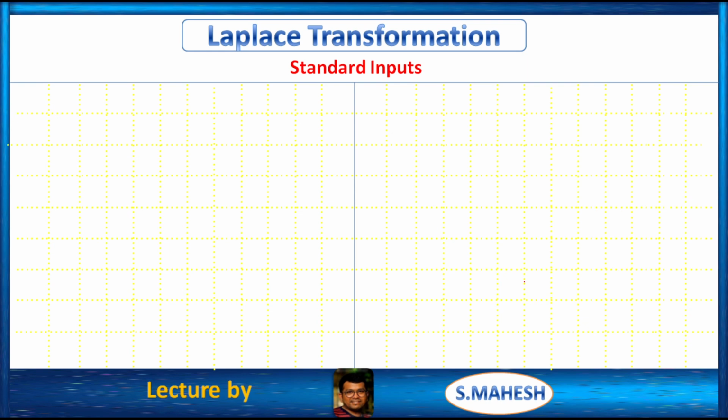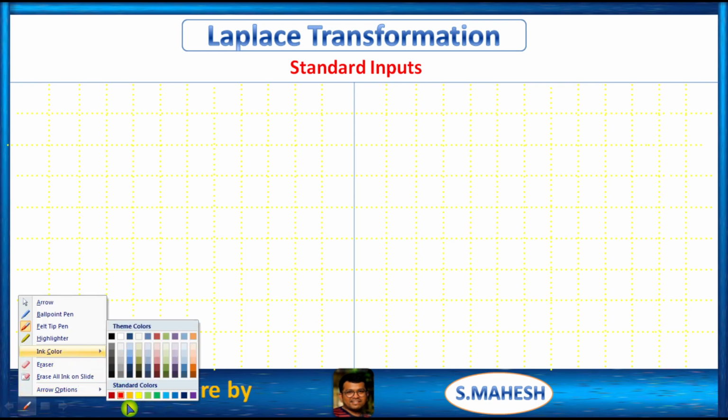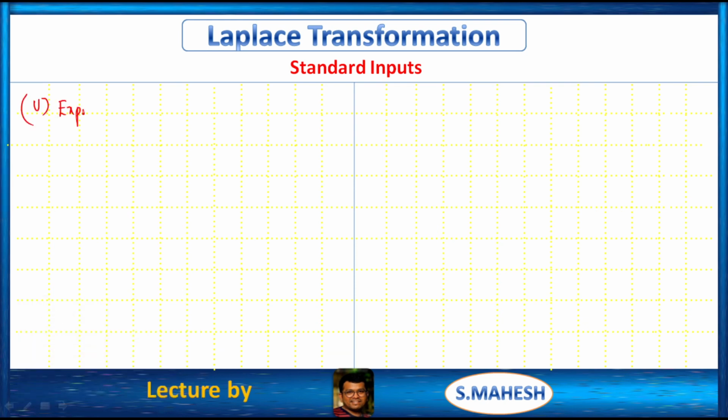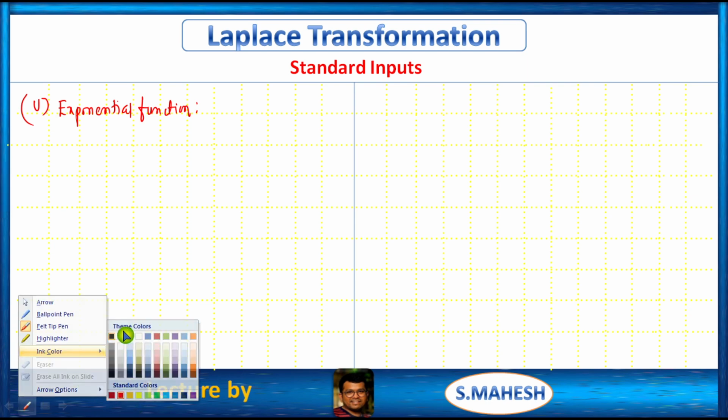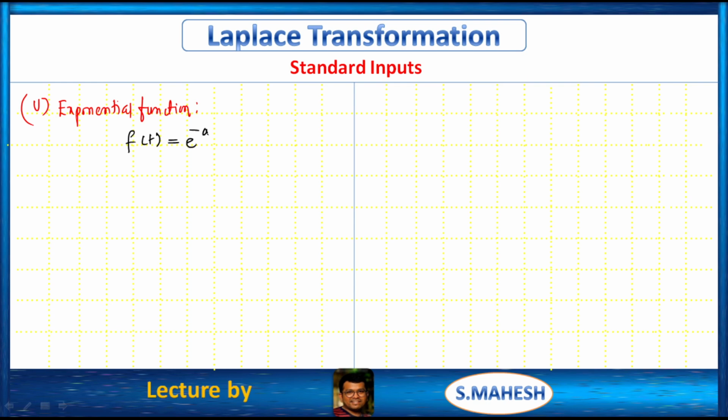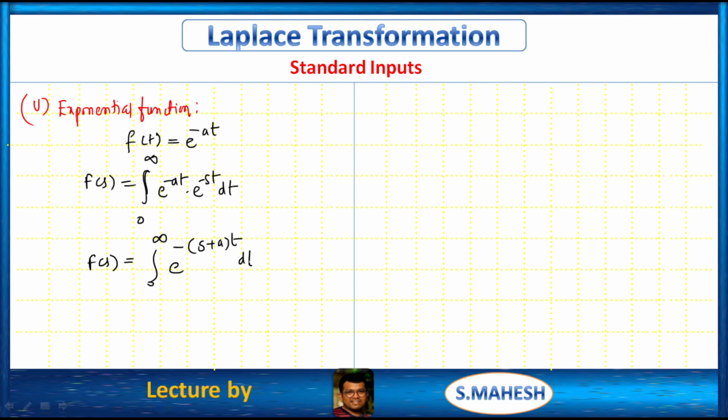Next, let us take some exponential function, right? That is f of t, for example, e power minus at. For this, F of s is what? Integral 0 to infinity e power minus at into e power minus st dt, right? From this we are having e power minus (s plus a) into t dt. There F of s is what? e power minus (s plus a) t by minus (s plus a). Limits are what? 0 to infinity. From this what we are having? 1 by s plus a.